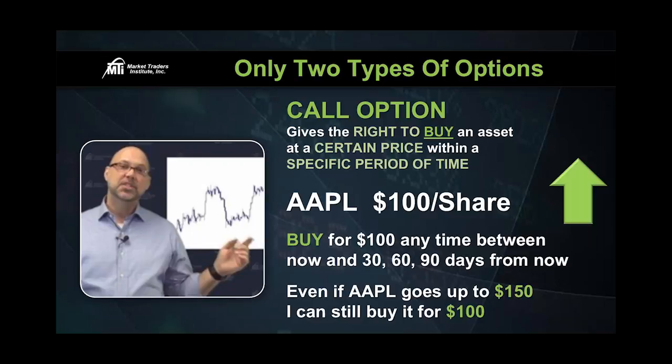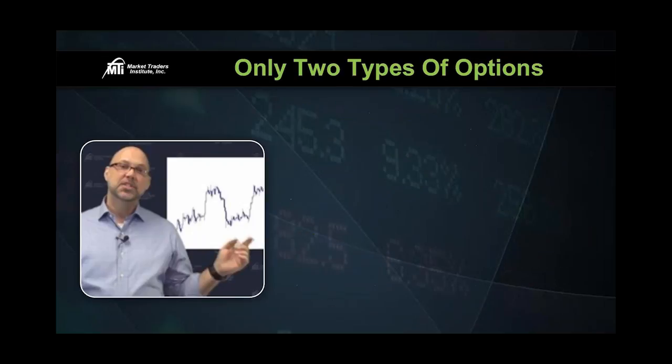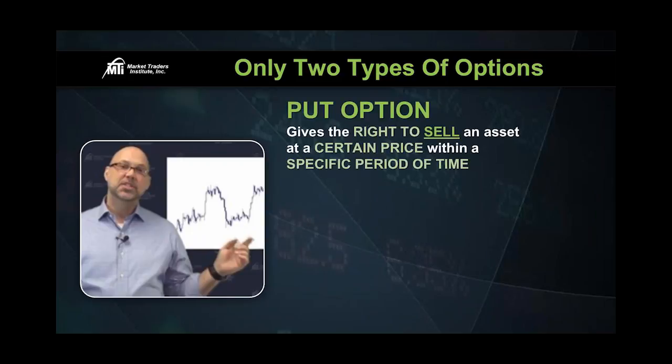So it gives us the right to buy it, but we're not obligated to buy it. I'll explain what that means here in just a second. Now, on the flip side of that, what if we believe that the market's going to go down? We can utilize what's called a put option. A put option gives the right to sell an asset at a certain price within a specific period of time. So let's just say that Apple's trading at $100 a share.